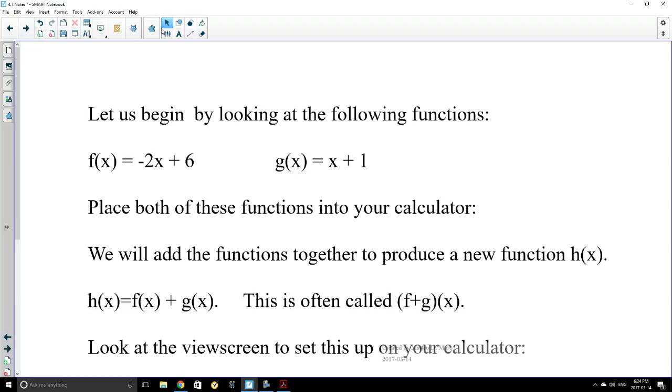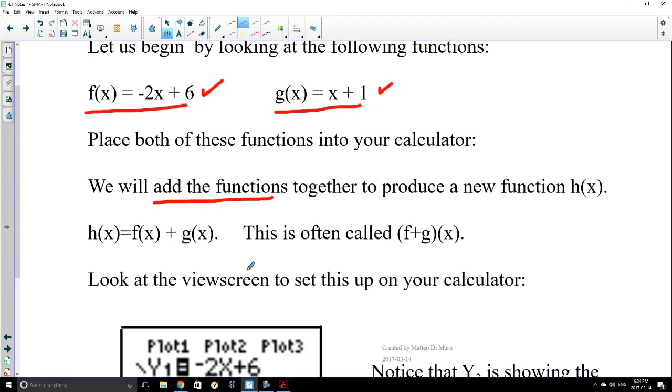So we're going to use these two functions for all four operations. We're actually going to start with addition. So we got a linear function and we got another linear function. And let's look at what happens when we add them together. As far as notation goes, we might write this, but this is most likely what you're going to see: f plus g of x. So that's how you say it out loud.